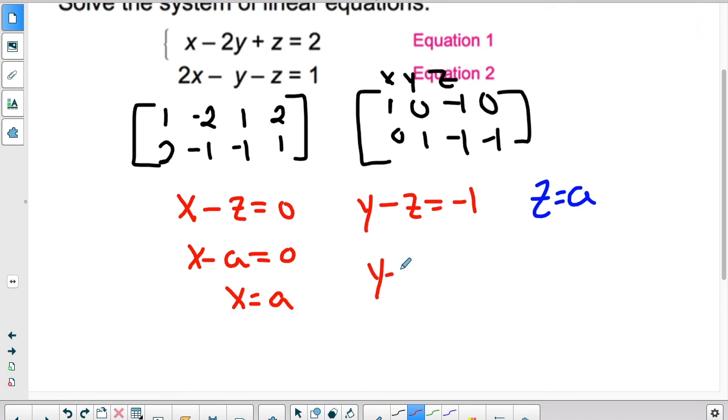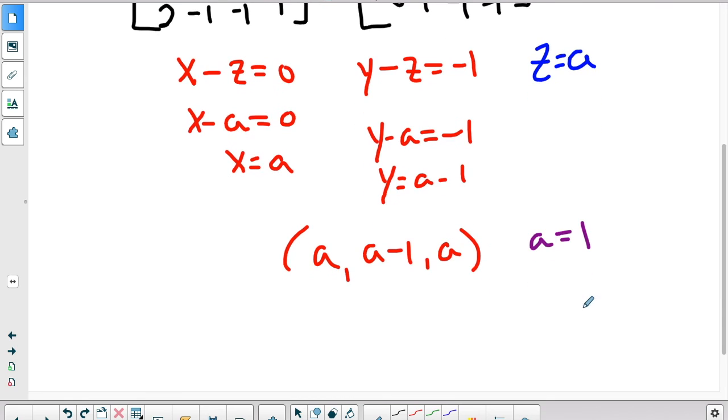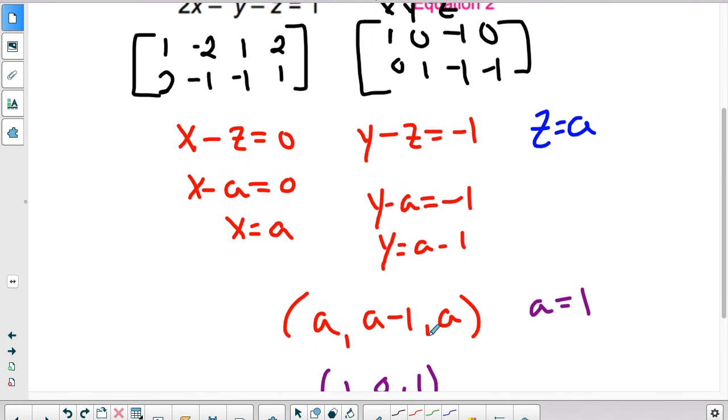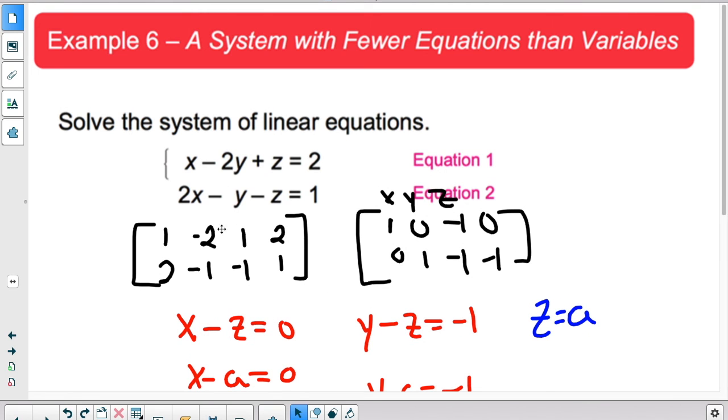And when I plug it in here, we get y minus a equals -1. I add a to both sides, so I get y is equal to a minus 1. So our solution for this is a, comma, a minus 1, and a. And any numbers that we plug in for a will work for this here. And we could try setting a equal to 1. So that would mean our solution is 1, 1 minus 0, 1 is 0, comma 1. So 1, 0, 1.